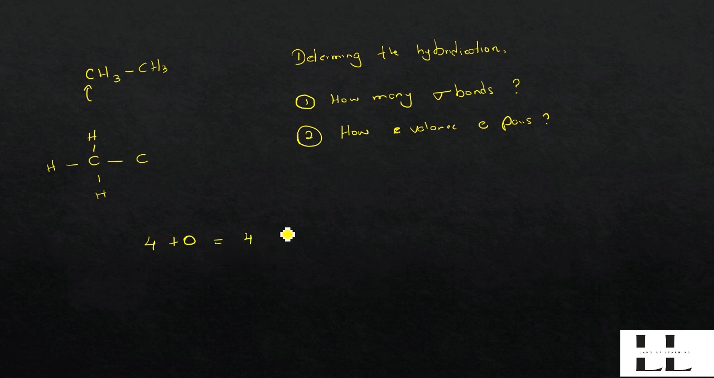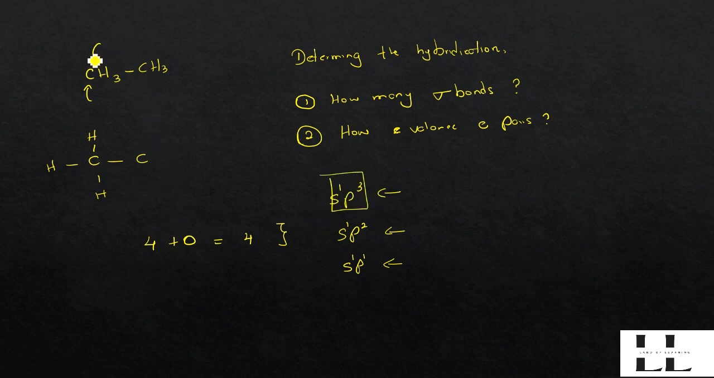So you need to get 4 from whether sp3, sp2 or sp. The total orbitals are 4. You need to find which combination forms 4 orbitals. Here sp is only 2 orbitals, s1 p1. sp2 is 3 orbitals, s1 p2. Here sp3 is 4 orbitals, so this is the answer. This carbon is sp3 hybridization.